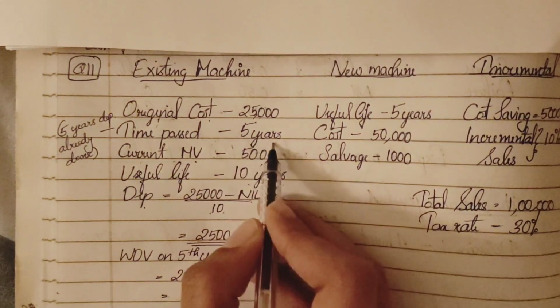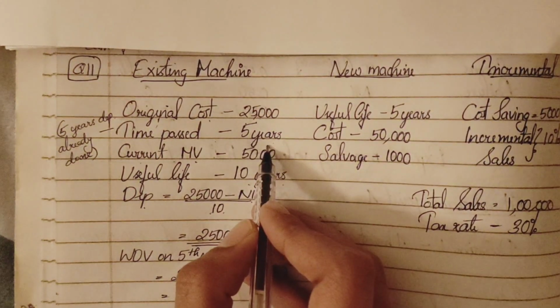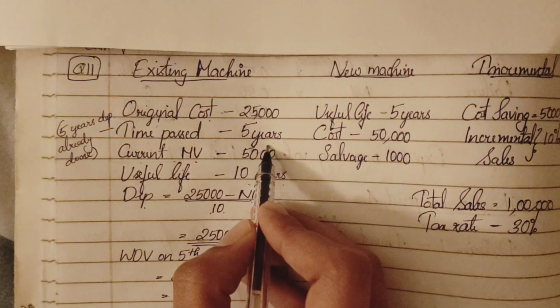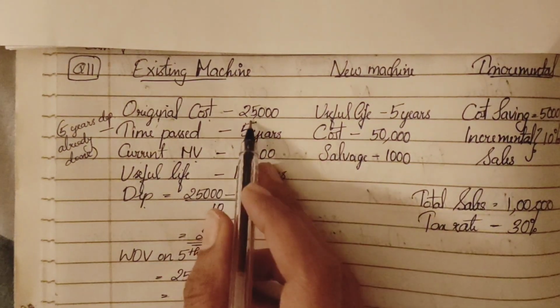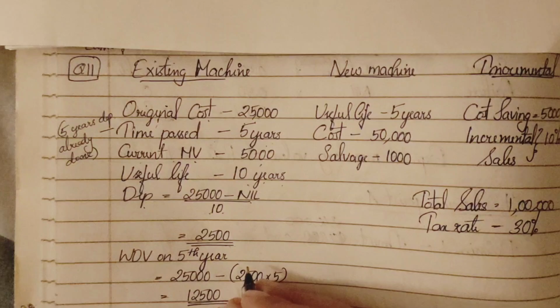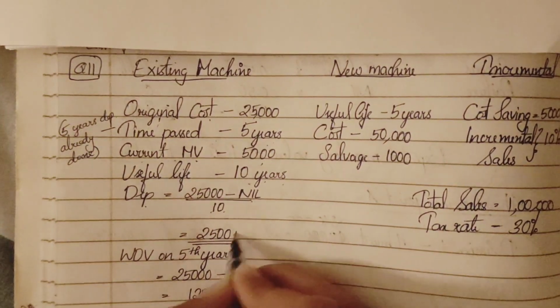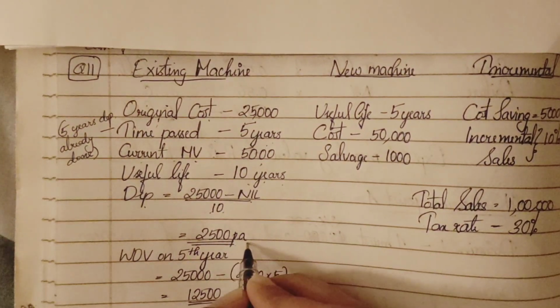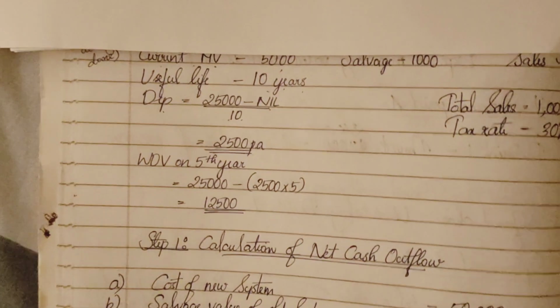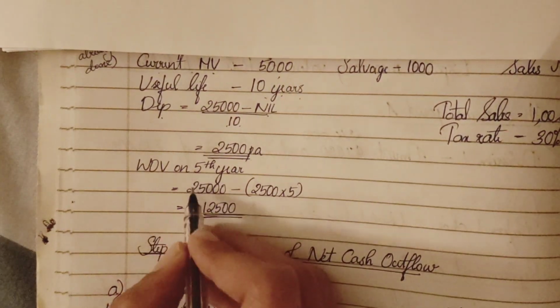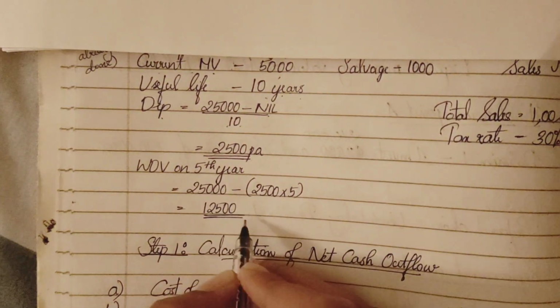And 5 years have already passed. So after 5 years, what will be the written down value of the computer? Total cost is 25,000 minus 5 years depreciation. Depreciation per annum is 2,500, so 2,500 into 5. The written down value at the 5th year will be 12,500.